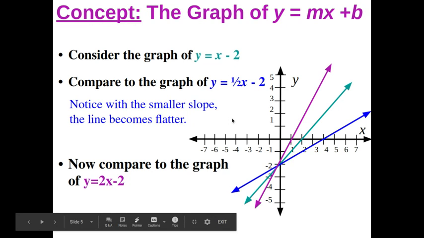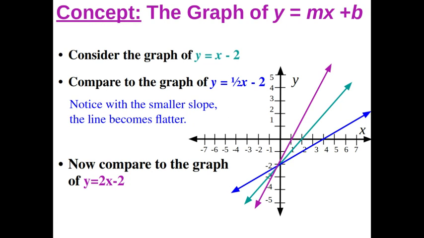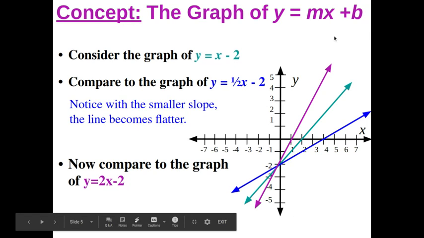Now compare the graph y equals 2x minus 2. Now that's even steeper, isn't it? Okay, so that's in the purple. Notice with the larger slope, the line becomes even steeper.